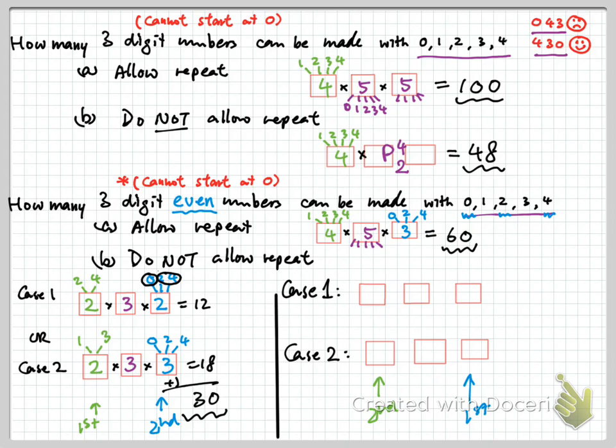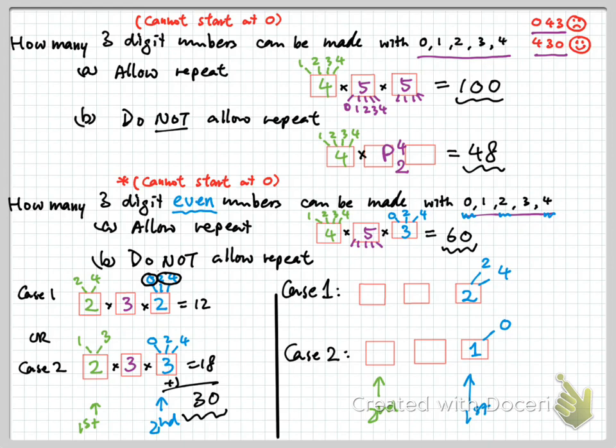So, now it is about 0, right? In case 1, it ends at 2-4. It is an even number, so it ends at 2 or 4. Alright? It may be a 2, maybe a 4. So there are two options in this box. Or it ends at 0. So there is only one option in this box.